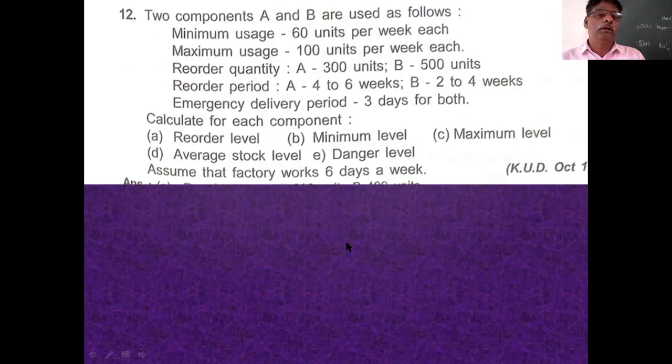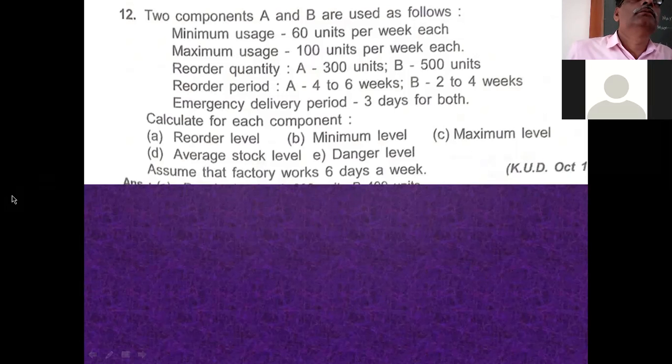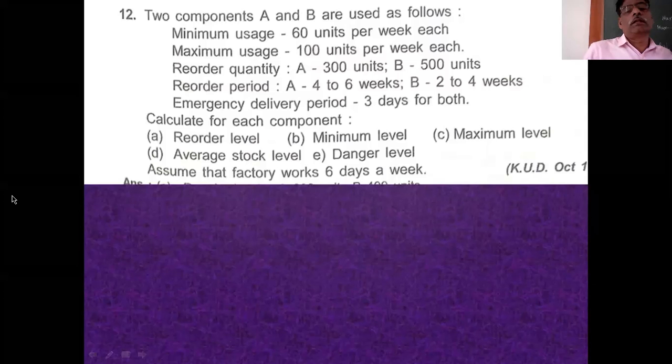Okay, they asked to calculate reorder level, minimum level, maximum level, average stock level, and danger level. Assuming that the factory works 6 days in a week. Working days in the week are 6 days, and emergency delivery period is 3 days. 3 is exactly half of 6. Therefore, we consider that 3 as half week.